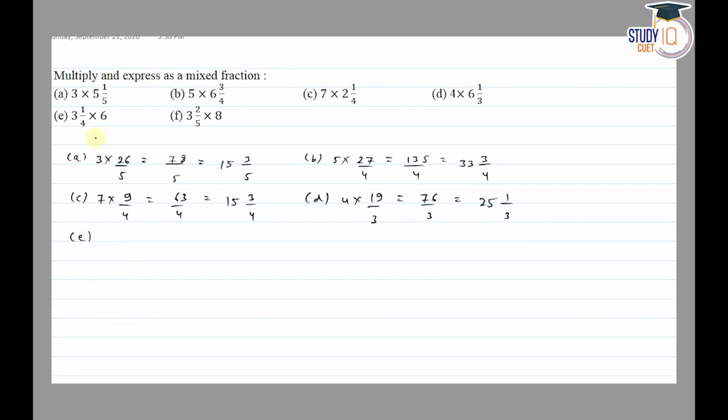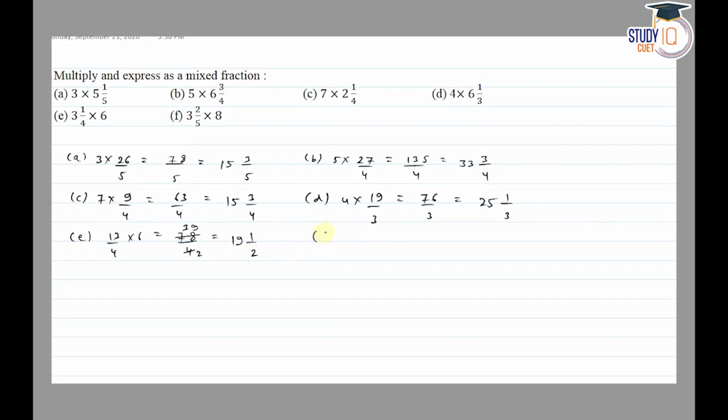part E, 3 4s are 12 plus 1, 13 by 4 into 6. So it's 78 by 4. So the 2 will cancel out. 2 times 2, 2 3s are 6. Then 2 9s are 18. Then 2 1s are 2. Then 2 9s are 18. So 19 and 1 by 2.